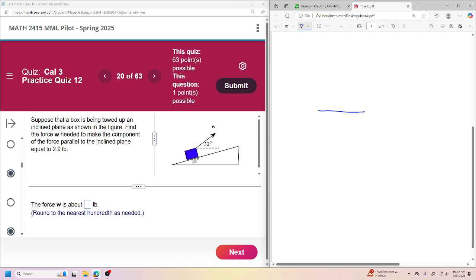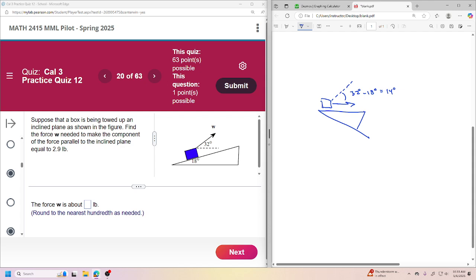If we redrew it like this, and here's my box, and I'm sliding it this way, this new angle where I'm taking it from would be 32 minus the 18. Am I right there? So that's 14. Am I right? Okay, good. And it says parallel to the plane, so that's what we're doing.